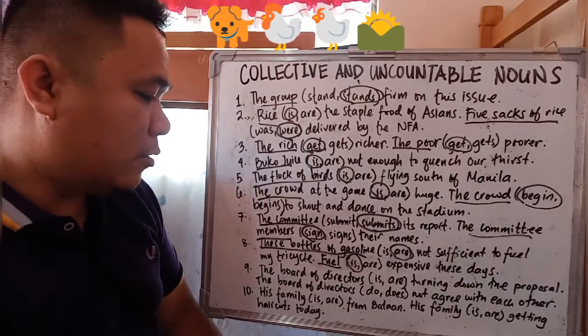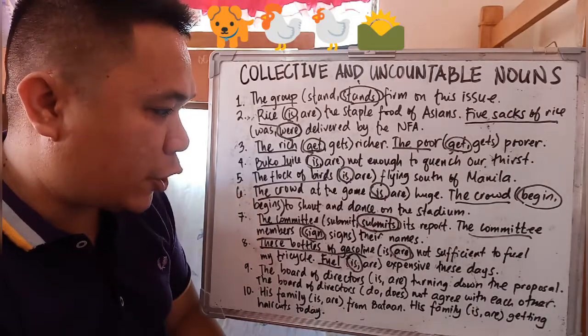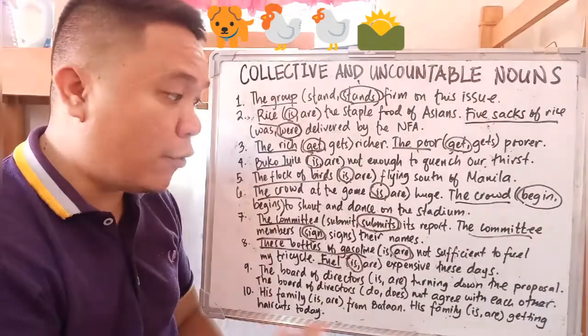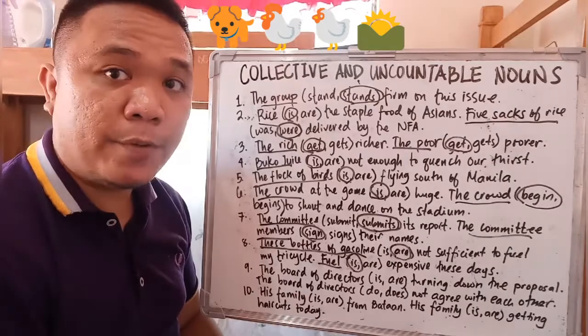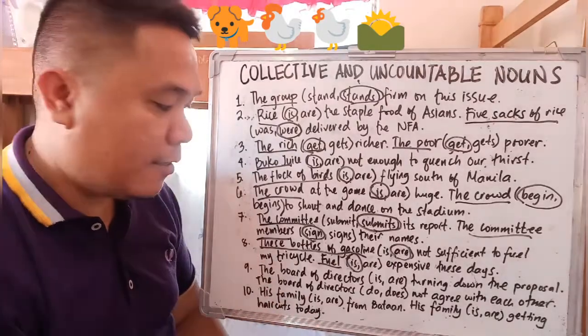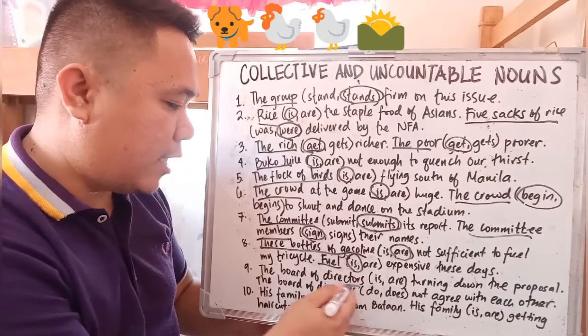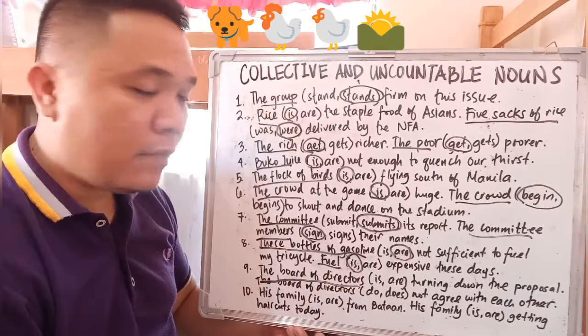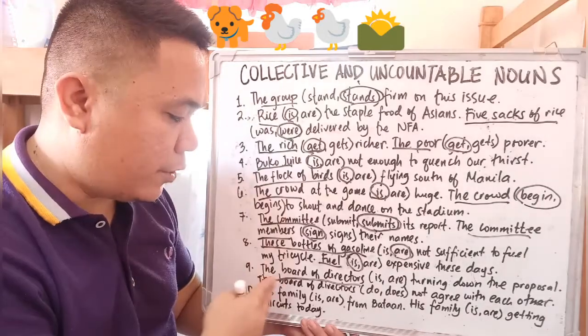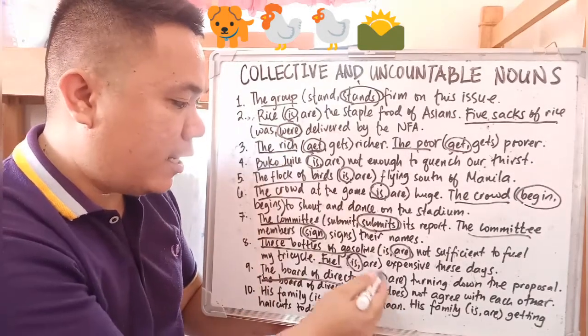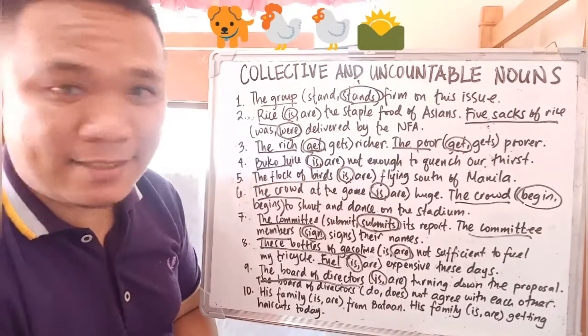Next, number 9. The board of directors are turning down the proposal. So do you think all of them are turning down the proposal? Yes, because they work together. So the board of directors is our singular subject because the board is a collective noun, and our verb is.